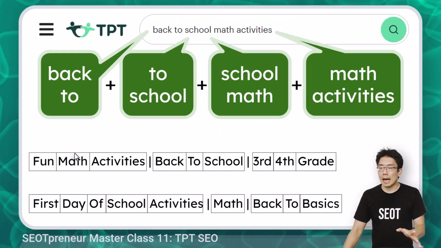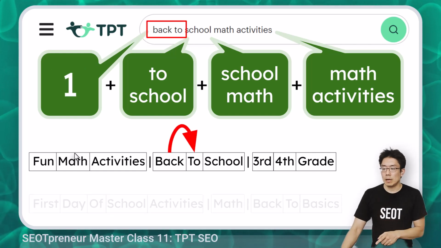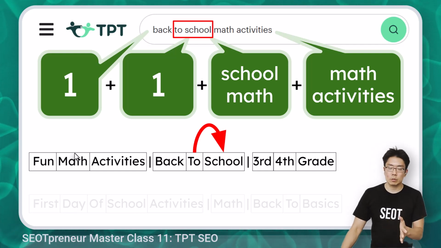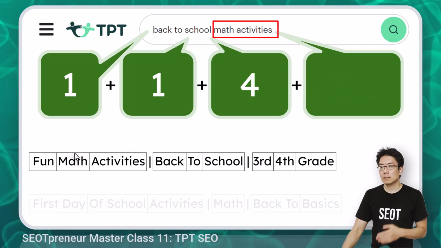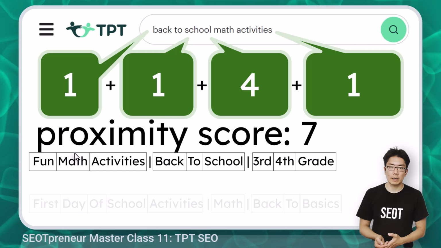So here's how the algorithm will chop up your product title. It looks for back and to. Okay, well, those are one word apart. It looks for to and school. Okay, that's also one word apart. It looks for school and math. That's 4 words apart. It looks for math and activities. That's 1 word apart. So the proximity score for this product title is 7.